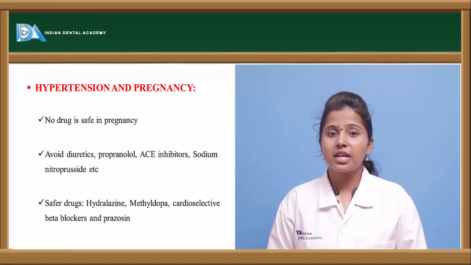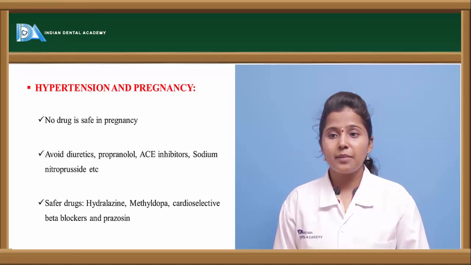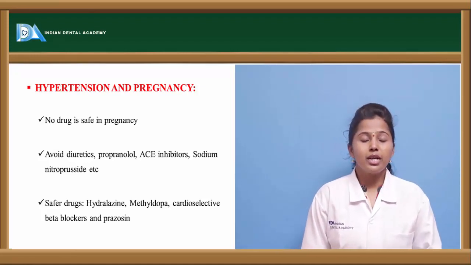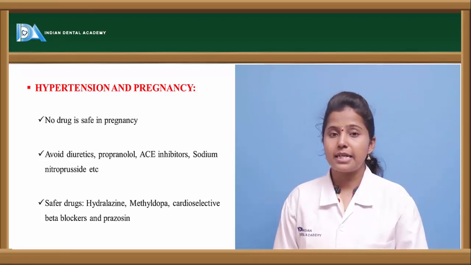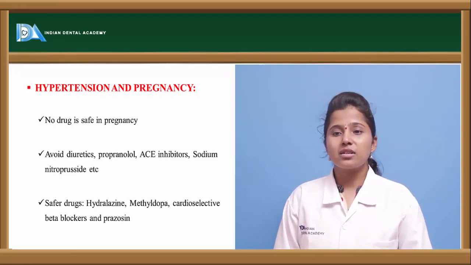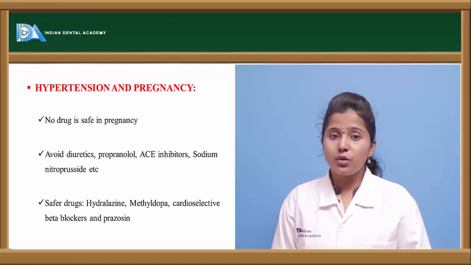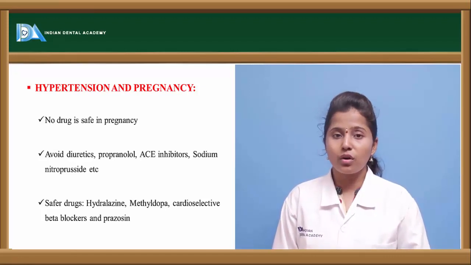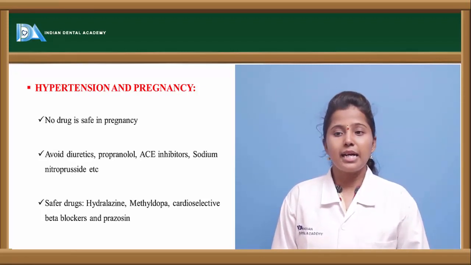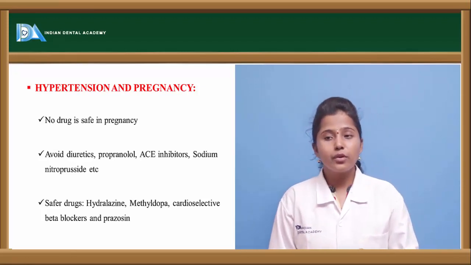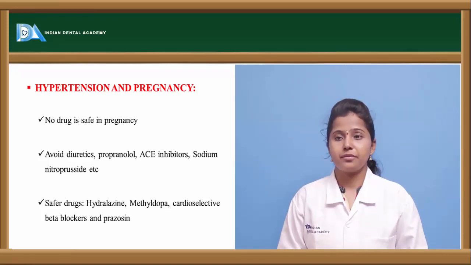The antihypertensive drugs are never safe for pregnant women. Diuretics, propranolol, ACE inhibitors and sodium nitroprusside, which are potent vasodilators or smooth muscle relaxants, should be avoided in pregnancy. If a pregnant lady is suffering from hypertension, what can be the safer drugs she can use with the prescription of a doctor? Safer drugs are hydralazine, methyldopa, cardioselective beta blockers and progesterone. These are the few categories of antihypertensive drugs which a pregnant woman can use if she is suffering from hypertension.